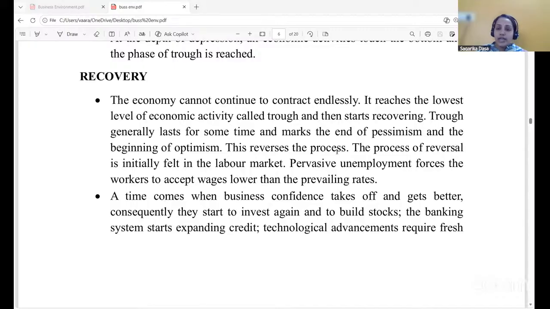After recovery, again it starts with the expansion. Again, it goes to the peak, contraction, depression. Again, it comes to the recovery. Like that, the business cycle is continuous.